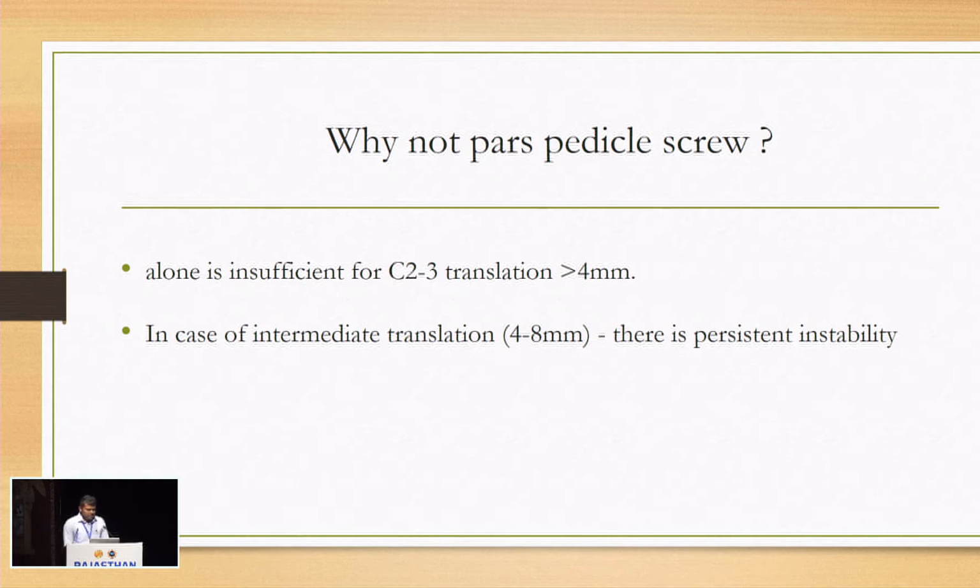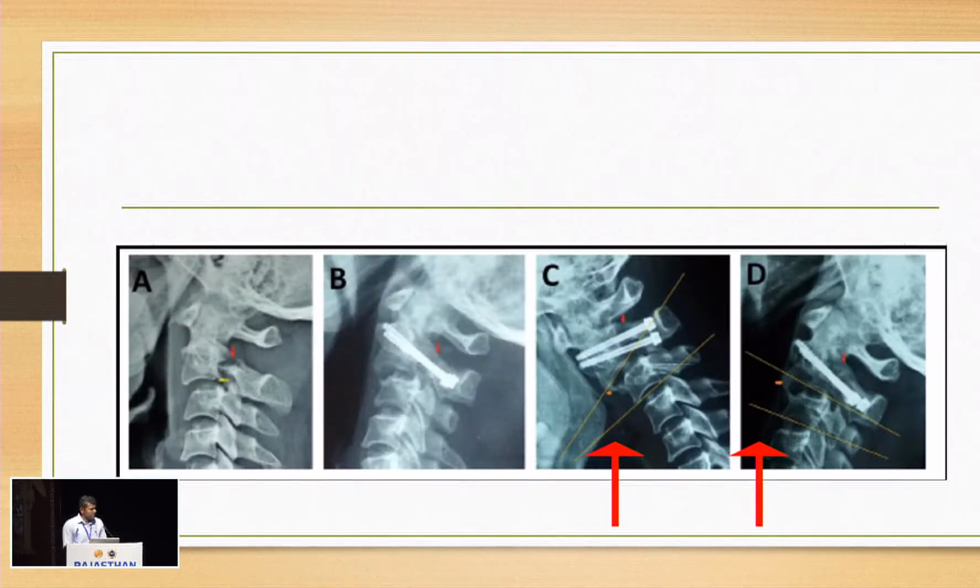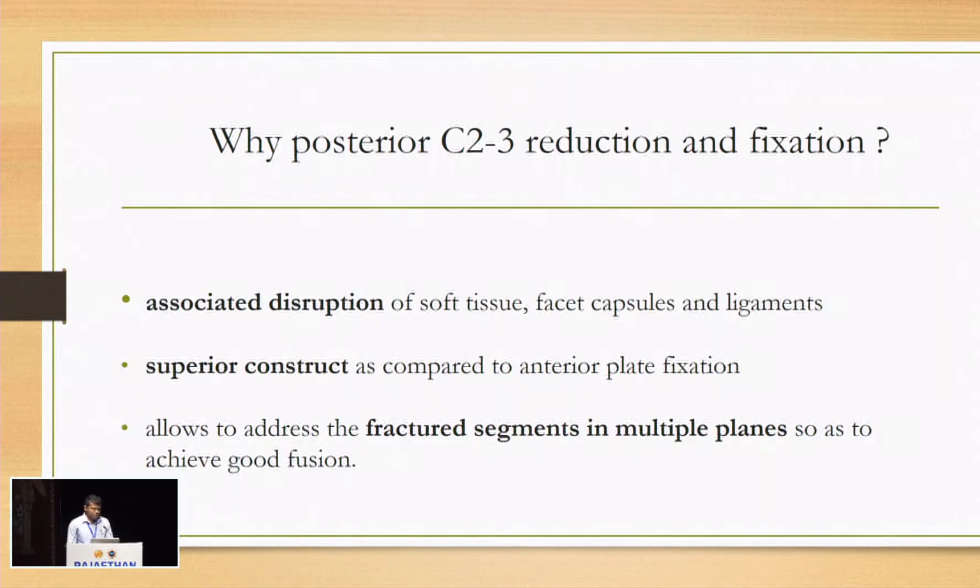It has been shown that pars pedicle screw alone is insufficient for C2-C3 translation of more than 4 mm. In cases where there is intermediate translation between 4 to 8 mm, although the fracture site heals, there is persistent instability which can give rise to large osteophytes. It has also been demonstrated that standalone direct pars fixation is insufficient to limit excessive flexion and extension.